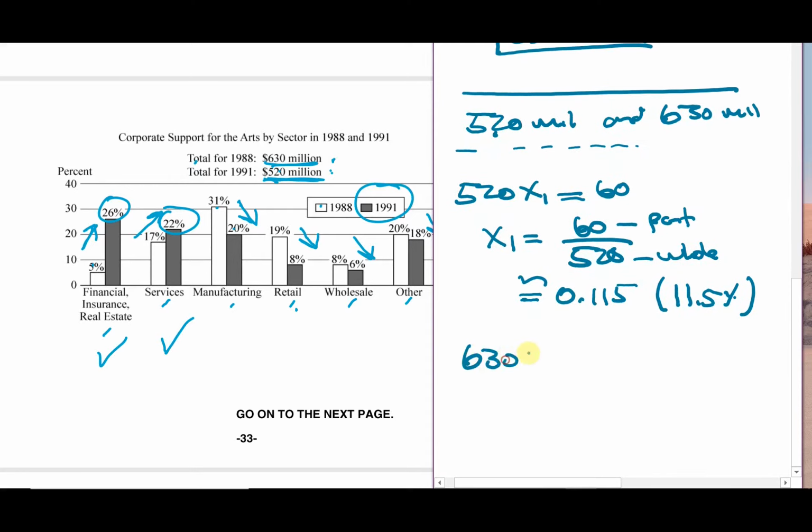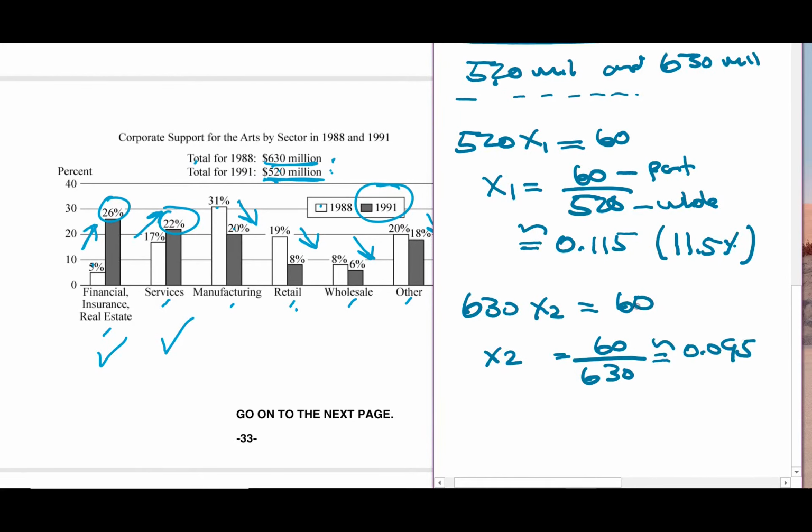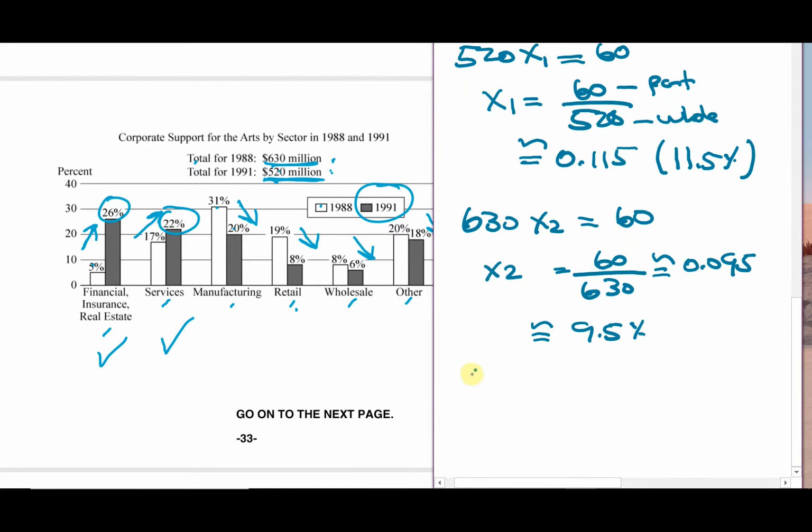So we take 630 x2 equals 60. And then we have x2 now is 60 divided by 630. It's going to be a little bit less than 10%, approximately 0.95 or approximately 9.5%. So therefore, the sector in, let's say, 1988, which focuses on 630, must be greater than 9.5%.